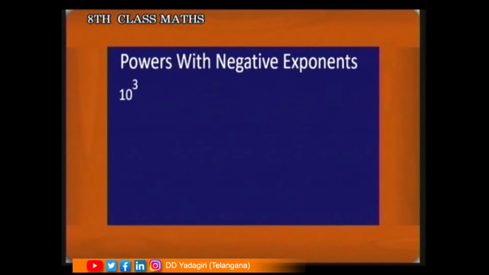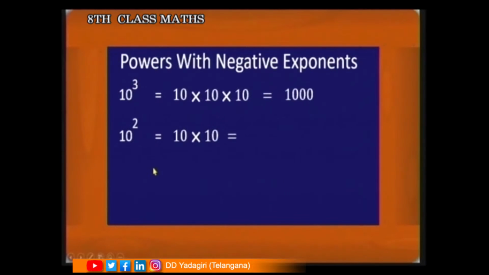10 to the power of 3. How do you write 10 to the power of 3? What is the value of 10 to the power of 3? It is written as 10 into 10 into 10. That gives you 1000. And you observe what is the value of 10 square? We write it as 10 into 10, that is equal to 100, and you know 100 can be written as 1000 by 10. What does it mean here?